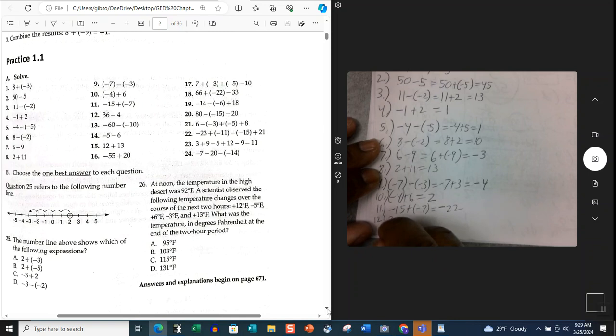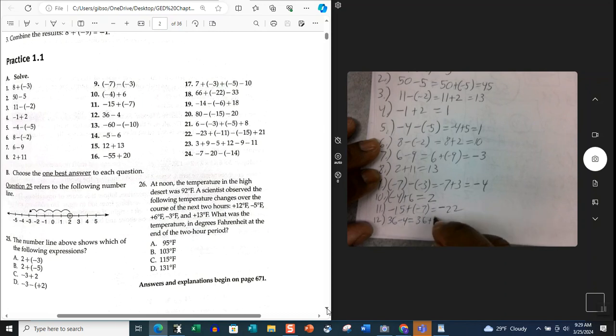Number 12, we had 36 minus 4. We know we could do regular subtraction, but we're going to rewrite this as 36 plus a negative 4. 36 plus a negative 4, 36 is larger, so your final answer would be positive. 36 minus 4 is 32. Now we come to problem 13.